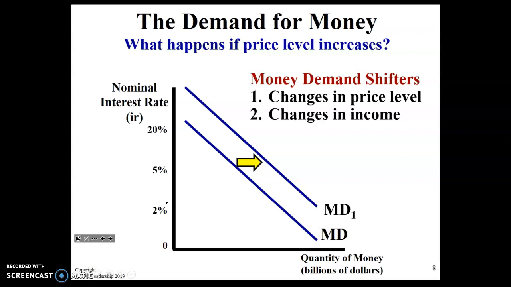So if people are making more money or less money, they're going to have more of an incentive. For example, if you make less money, you're probably going to want more money on hand, more liquid assets, so that you can pay for things.